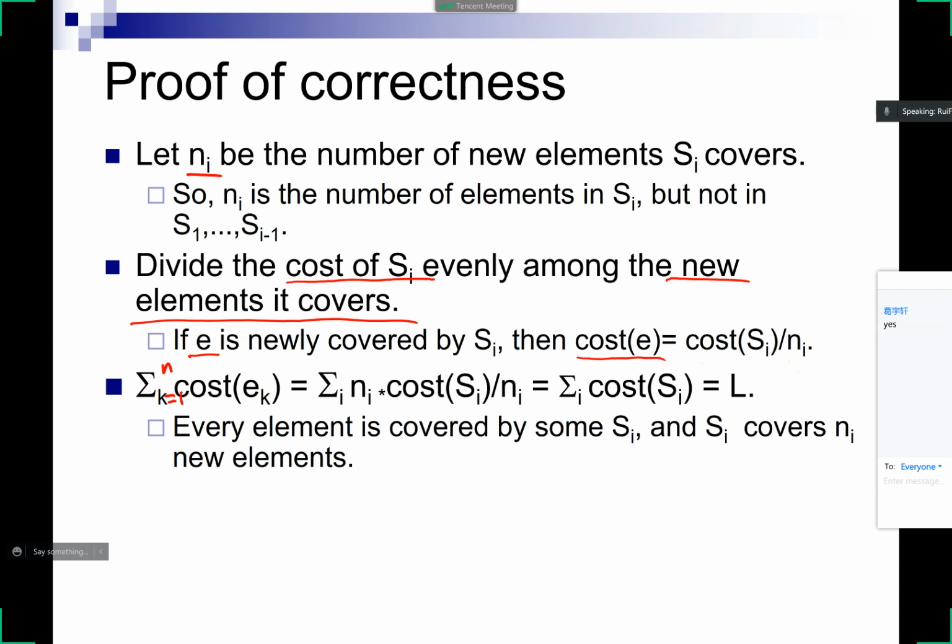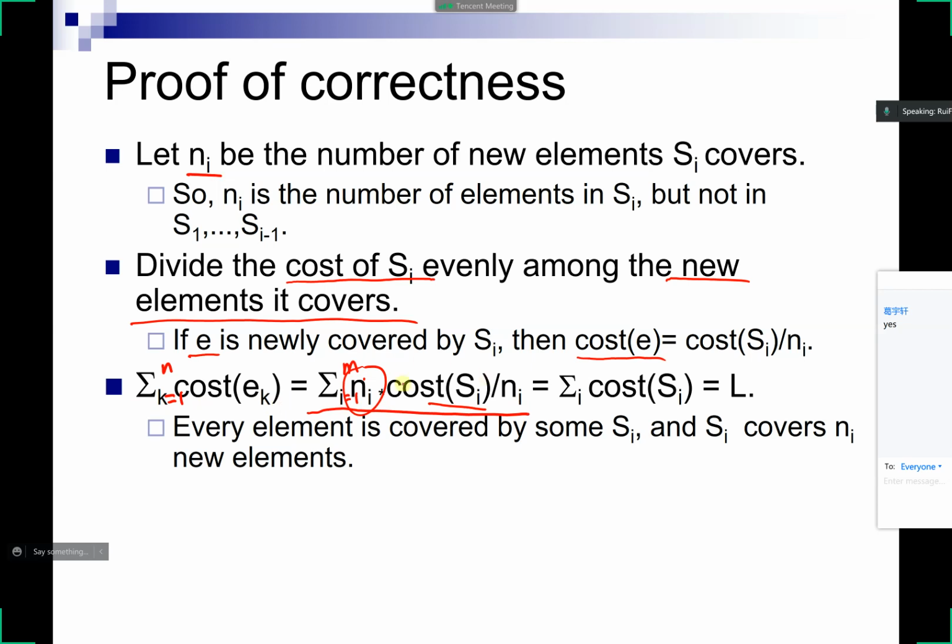In other words, if you go through all of the elements 1 up to n, the total cost that you pay for all of these elements is this: each of these Si's, where i goes from 1 to m, is going to cover Ni new elements. And each of these newly covered elements has a cost of Si divided by Ni. So if you add up the costs of all the elements, this is equal to this expression over here.